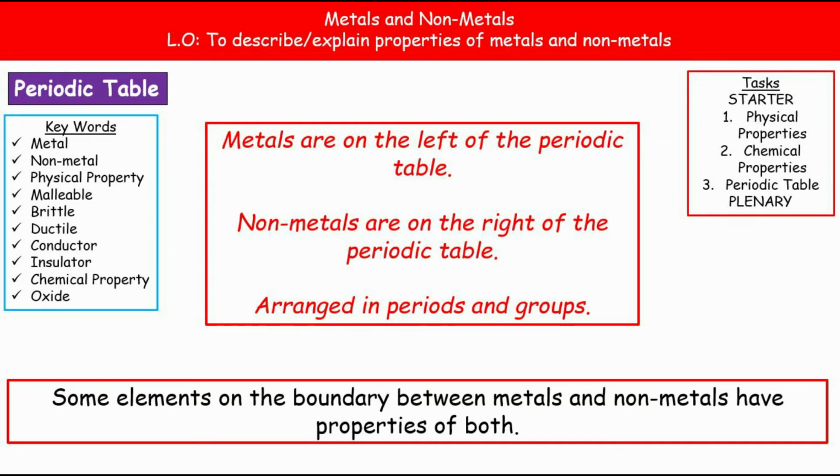Then in terms of how we've arranged them on the periodic table, they're arranged in periods and groups. So the periods are the horizontal rows going from left to right, and the groups are the vertical columns going from top to bottom. So we've put these elements into specific locations based on the periods and the groups, and that all ties in to their atomic number.